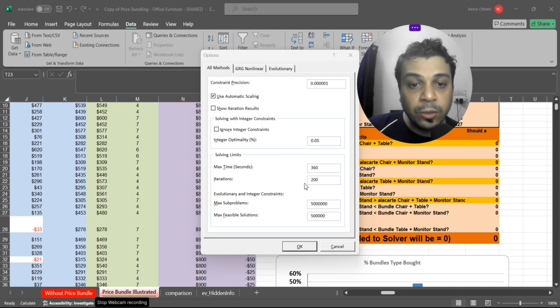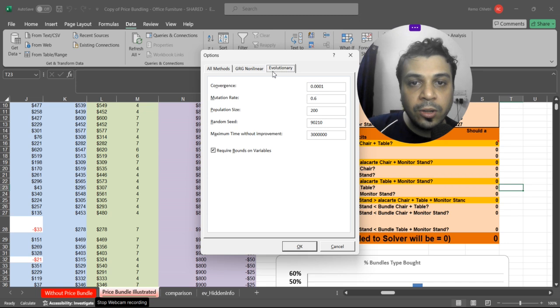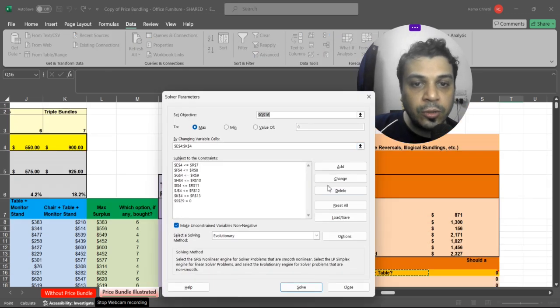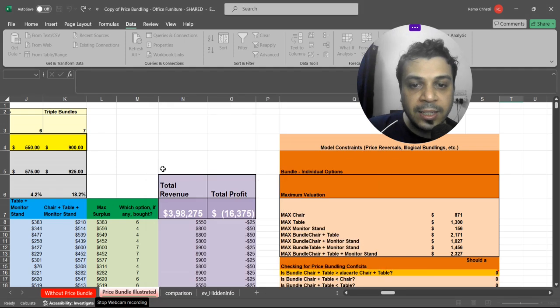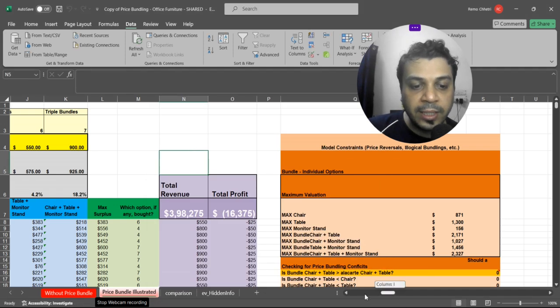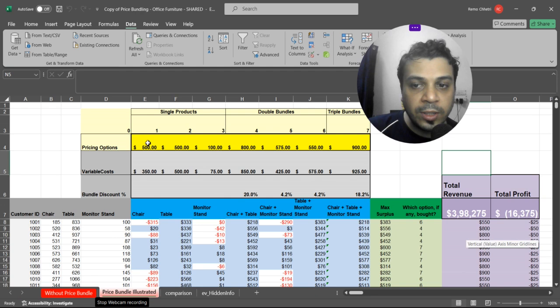Okay, so it's going to do 200 iterations. Try to understand what is going on here. For instance, when you are doing the evolutionary one, you have a population size of 200 and a random seed. Without going into the details of each of these, let me try and explain what's really going on. It's essentially going to try and find the best combination of prices, subject to the constraints that we have given, that will also maximize the profit.